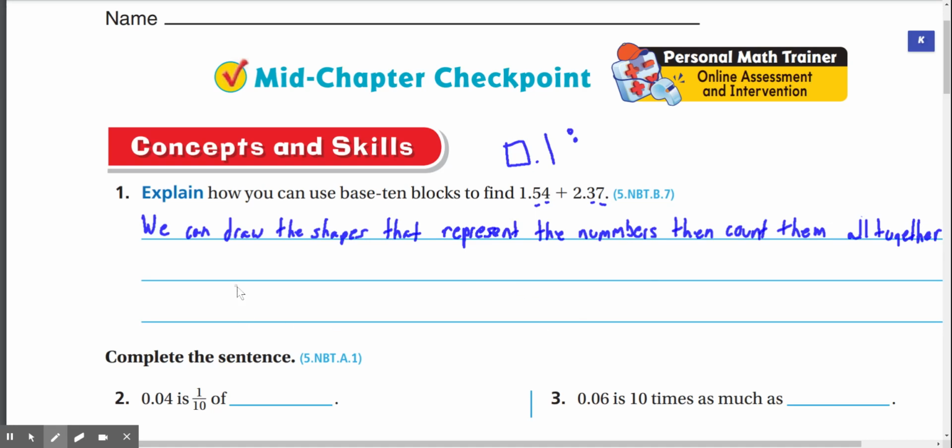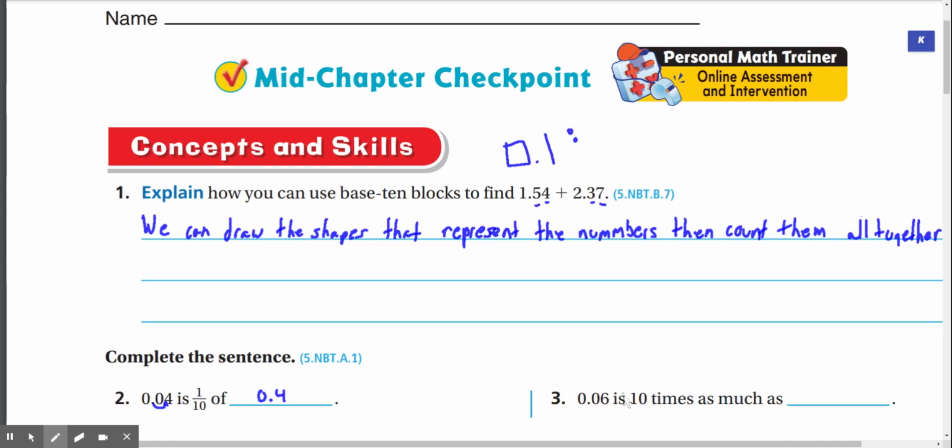Complete the sentence. Number 2, 0.04 is 1/10 of blank. So we want to find what 0.04 is 1/10 of. We just move the decimal to the right. So that gives us 0.4. So 0.04 is 1/10 of 0.4.